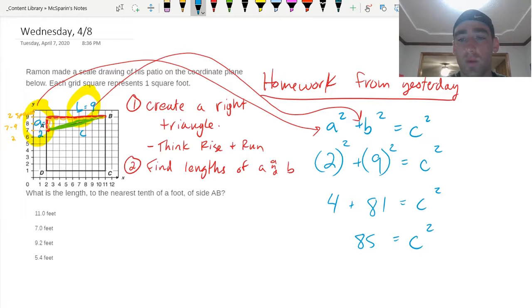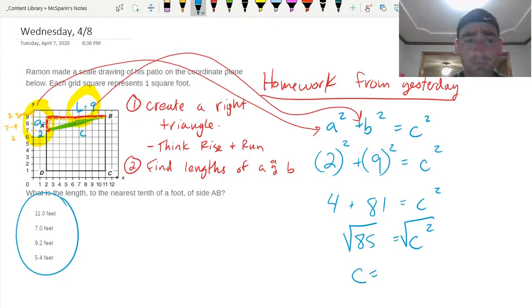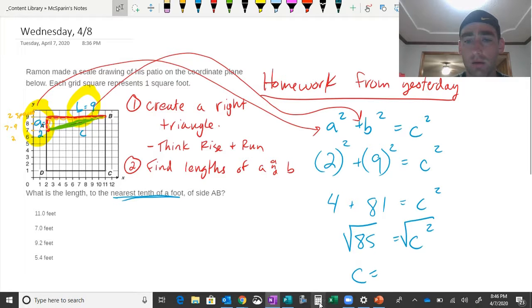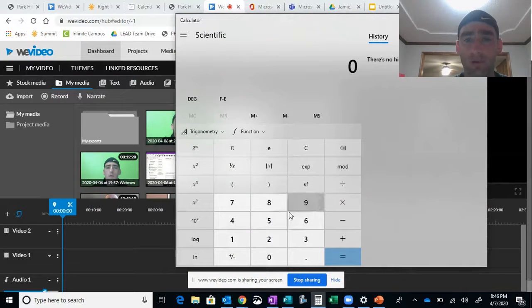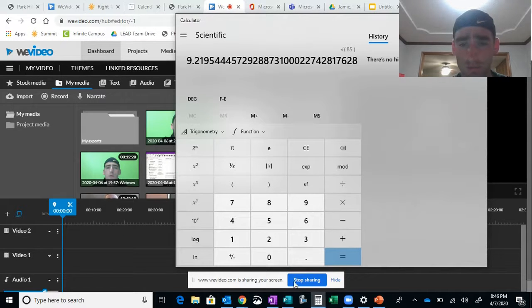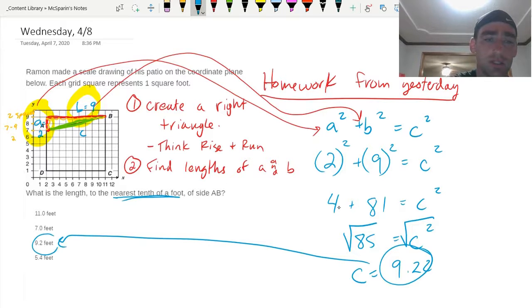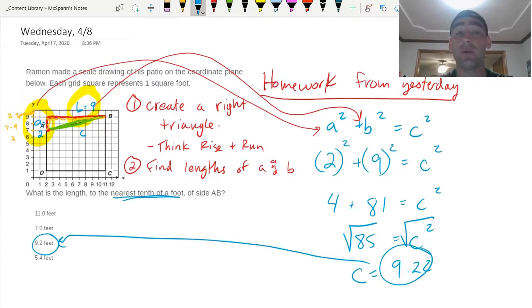Remember, I don't want to know C squared. I want to know C. So I have to square root both sides. So C, I'm going to look over here, and I see that they want it to the nearest tenth of a foot. So they don't want it in radical form. They want me to actually put it into my calculator. So I'm going to go to my calculator, do the square root of 85. 85, second, square root: 9.22. C equals 9.22. And I see that that is closest to this 9.2. And that's how we do yesterday's homework.